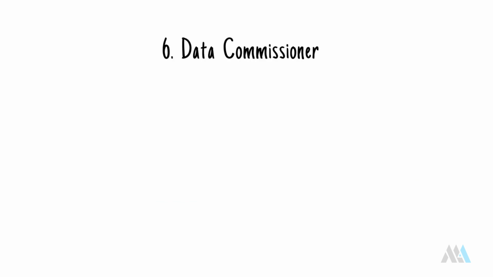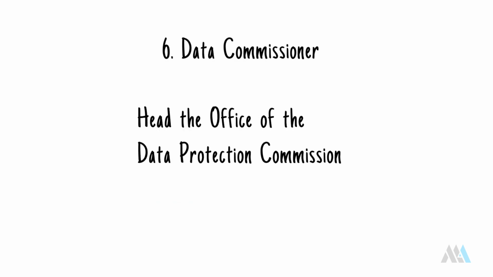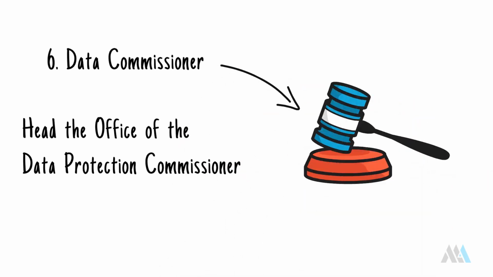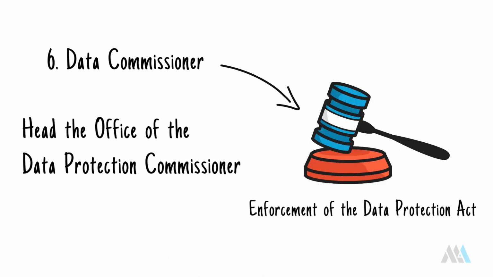The sixth term is data commissioner. The data commissioner is a person appointed to head the office of the Data Protection Commissioner. This person is responsible for enforcement of the Data Protection Act.